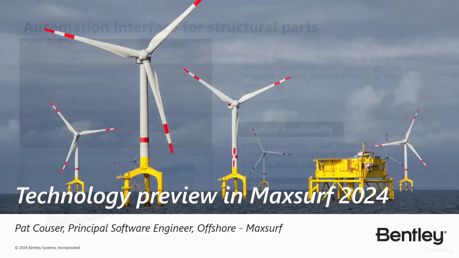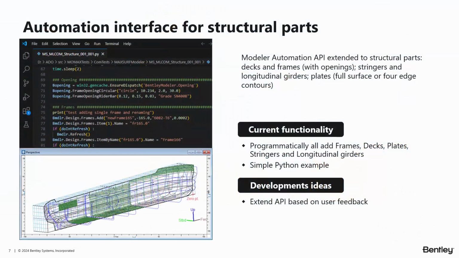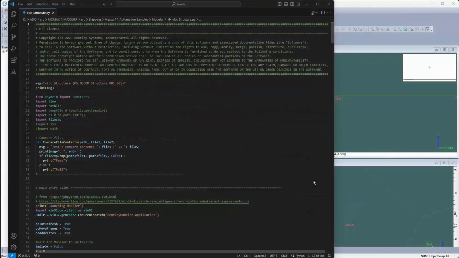We've also extended the automation interface in Modeler to now include the structural parts, so you can add frames and frames with openings. You can add decks also with openings. You can also define plates and stringers. The modular automation interface has been enhanced to be able to create structural parts.